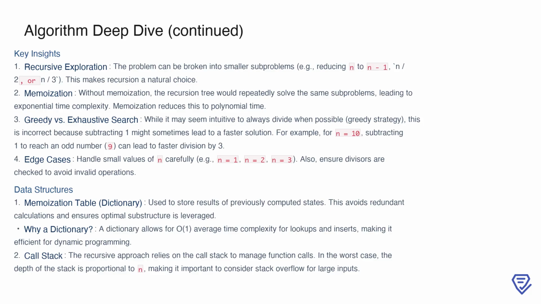Additionally, small edge cases, such as n being 1, 2, or 3, must be handled carefully to ensure the algorithm works for all inputs. The use of a memoization table is crucial here, as it provides efficient lookups and inserts. Lastly, the recursive structure relies on the call stack, which is another factor to consider for large inputs. Together, these insights underline the importance of balancing exhaustive search with optimization techniques like memoization.